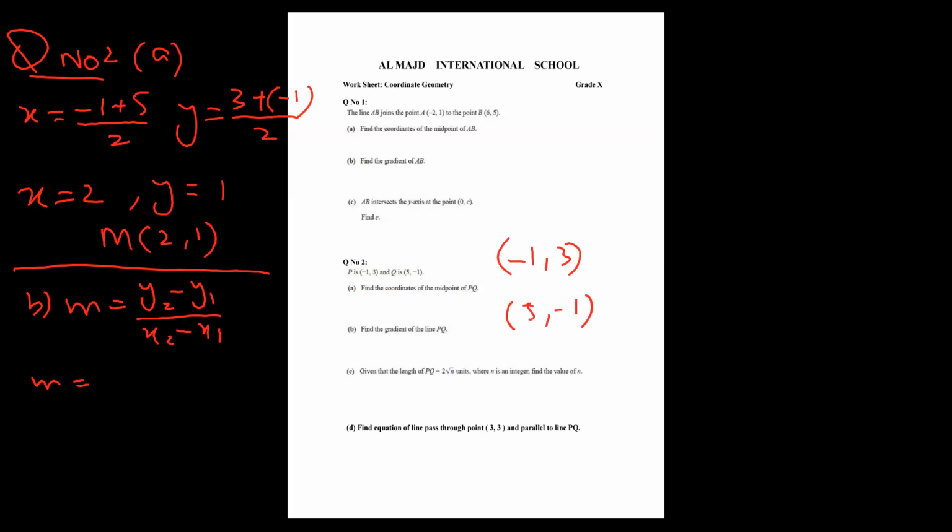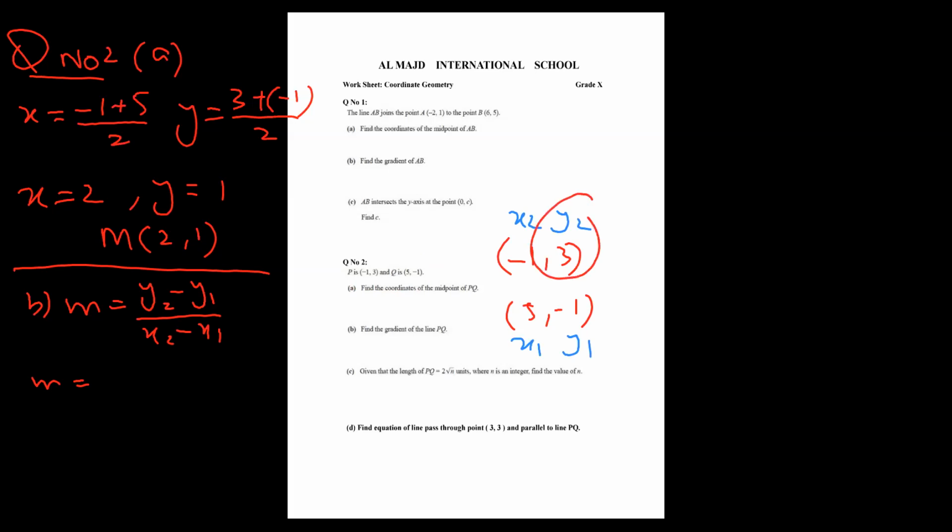So we finished the A part. Now let's go to the B part. He's asking for the gradient of line PQ. So for the gradient of the line, you know the formula, y2 minus y1 over x2 minus x1. You can start from any point, but this time I change the pattern. Normally you take this as x1, y1, but I take the opposite one. I take here x2, here y2, here x1, here y1. And you will see, inshallah, no difference at all.